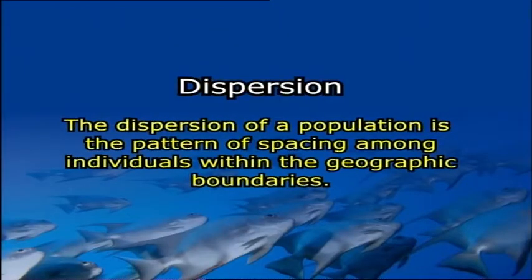Dispersion. Now, let us consider dispersion as the second important population characteristic. Let us see the general meaning and various types of dispersion observed in nature. The dispersion of a population is the pattern of spacing among individuals within the geographic boundaries.